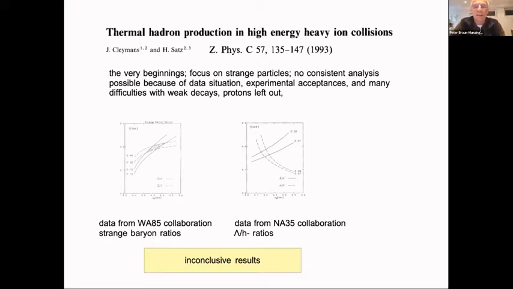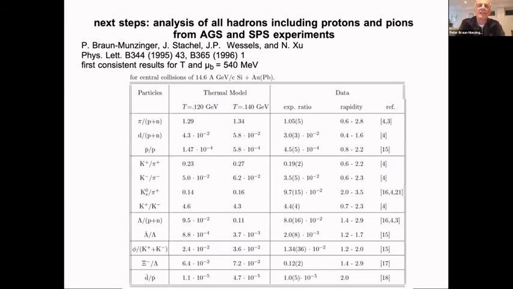So the next step then came when we started an analysis of hadrons produced in light ion nucleus collisions at the AGS, in this particular case, silicon plus lead or gold. And out of this came actually a first consistent analysis, which indicated that maybe the particles are produced at a temperature around 120 MeV and a baryochemical potential of 540 MeV. And I don't want you to read this whole table here, but within, let's say, 30 to 40%, things proved to be quite consistent with such an analysis.